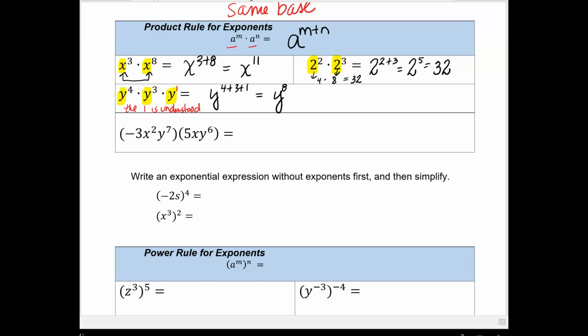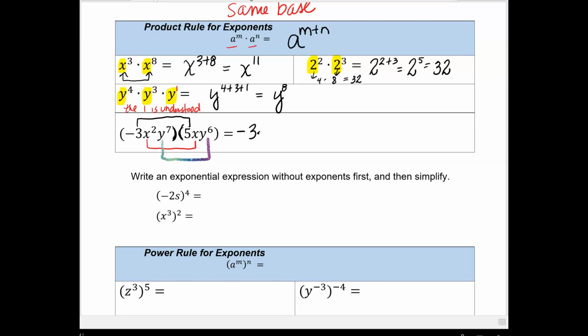Next, notice that we have parentheses right next to each other, which indicates multiplication again. So what can you multiply? Well, you can multiply the -3 and the 5, of course. You can multiply the x squared and the x together because we have rules for it now. And we can also multiply the y to the 7th times the y to the 6th. Right? So let me write them next to each other.